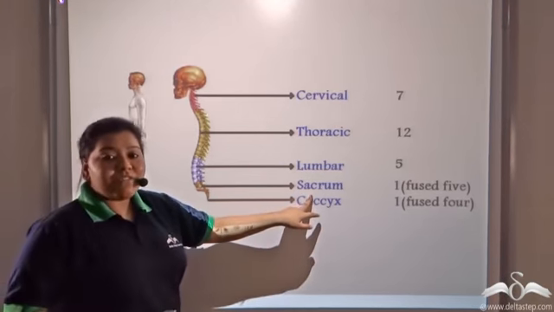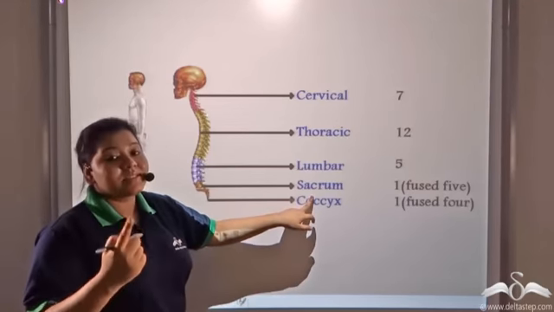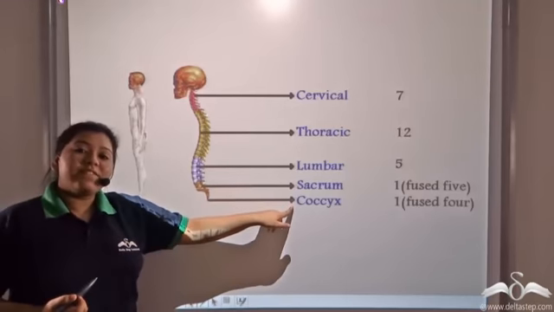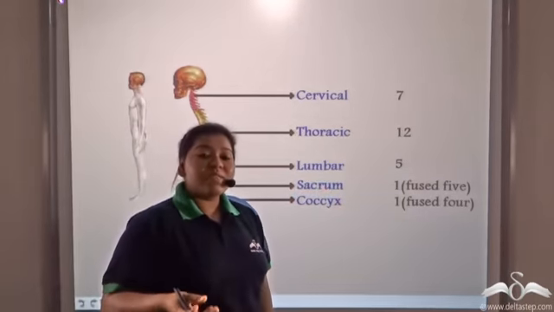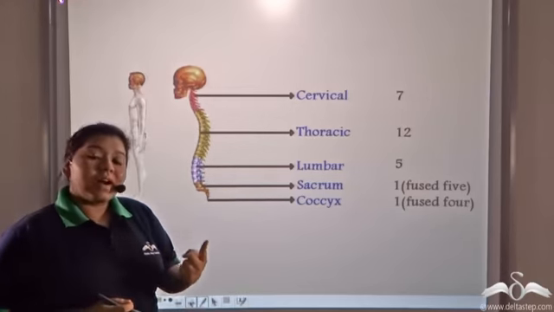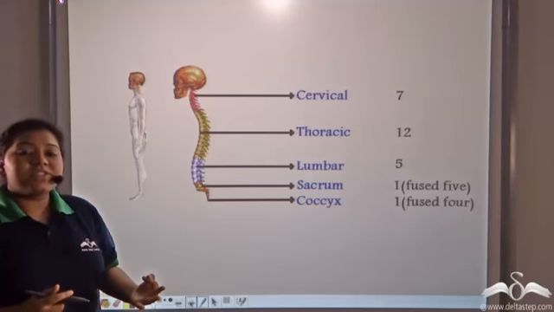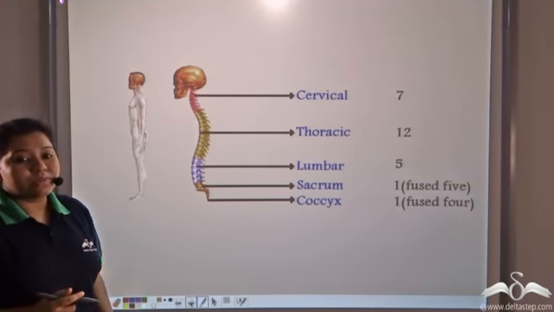Now the 5 vertebrae fuse together to form only one sacrum. Next comes the coccyx. Even here, like the sacrum, 4 vertebrae fuse together to form one coccyx. So in total, there are 33 vertebrae present in our human vertebral column.